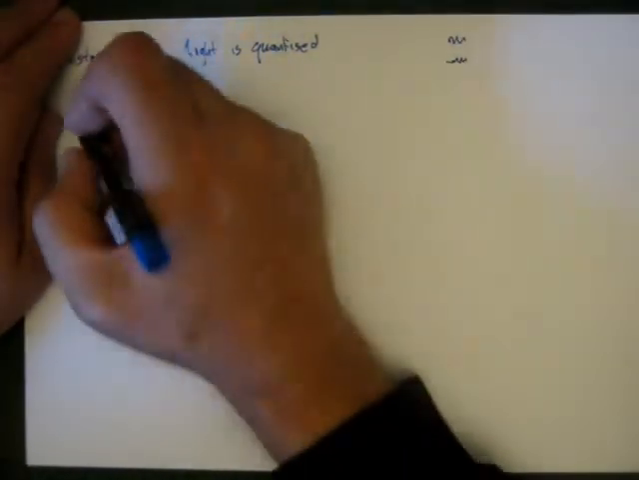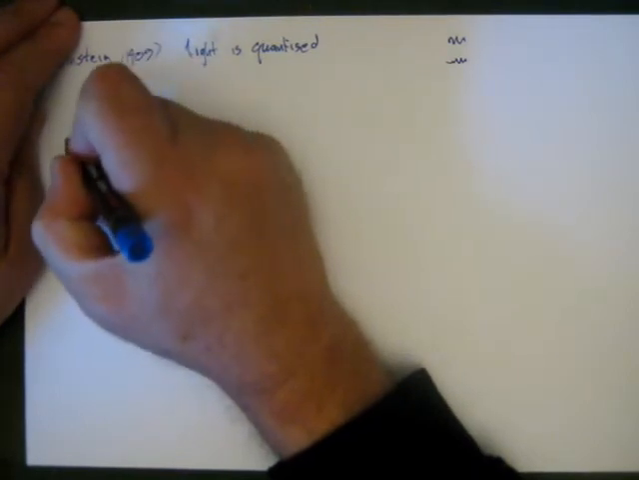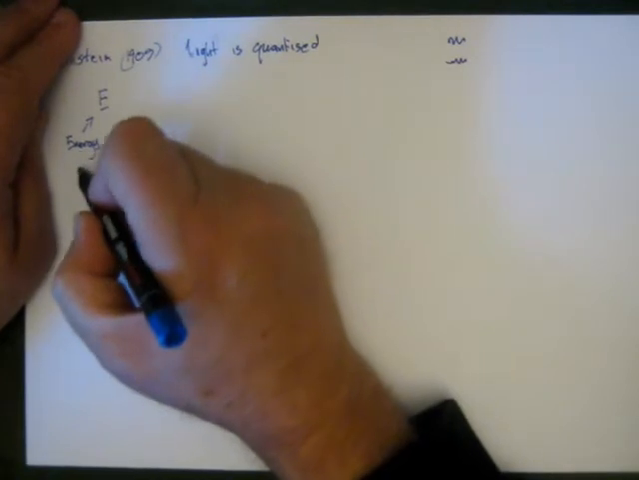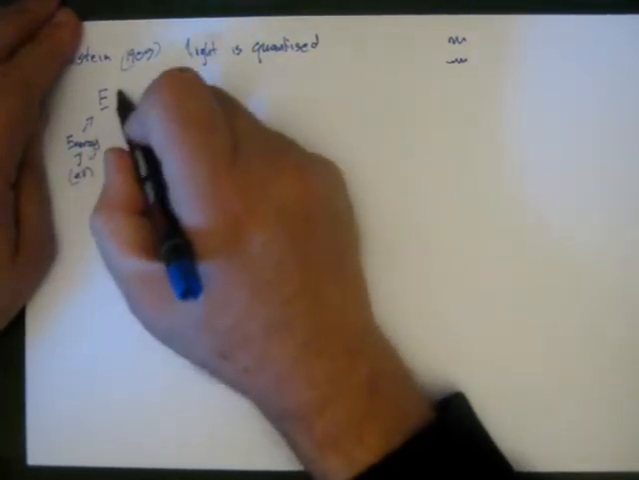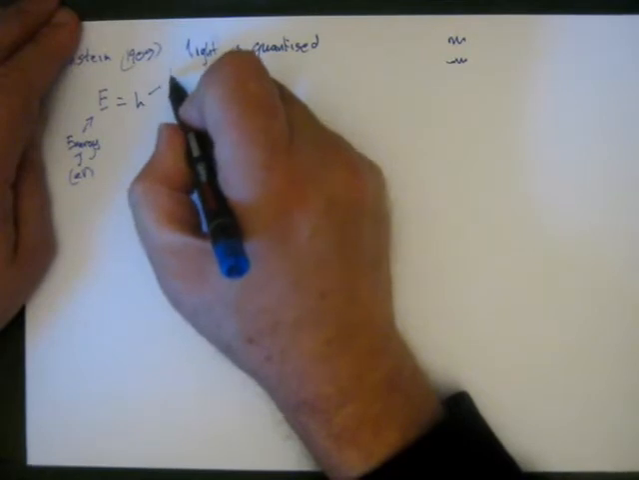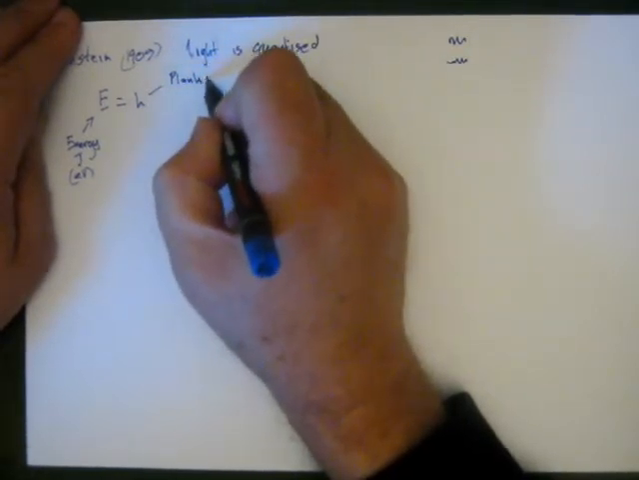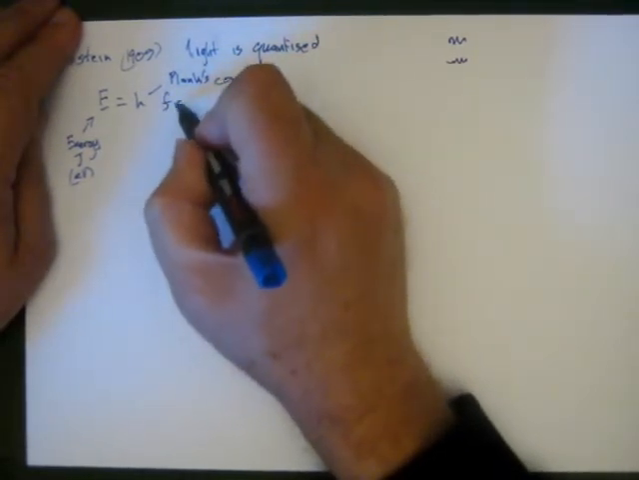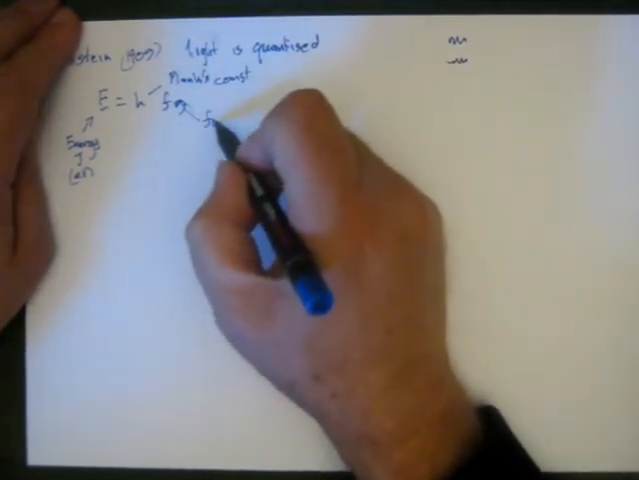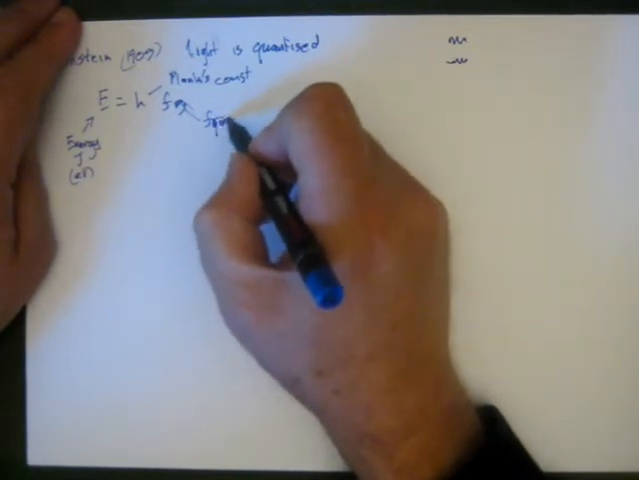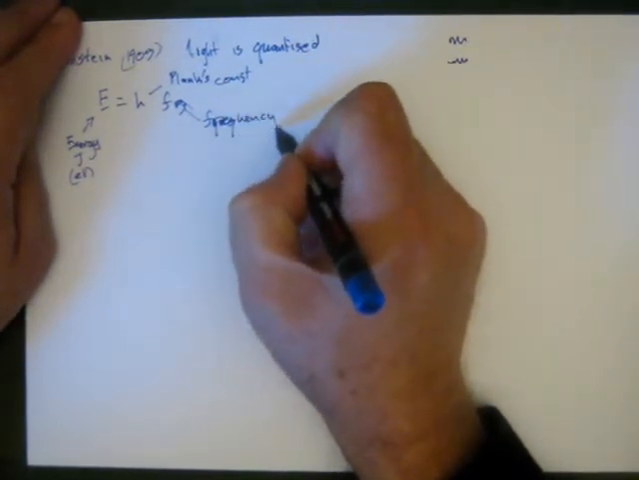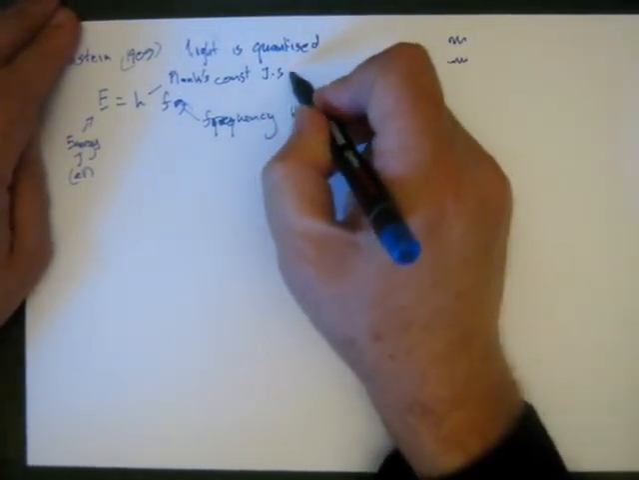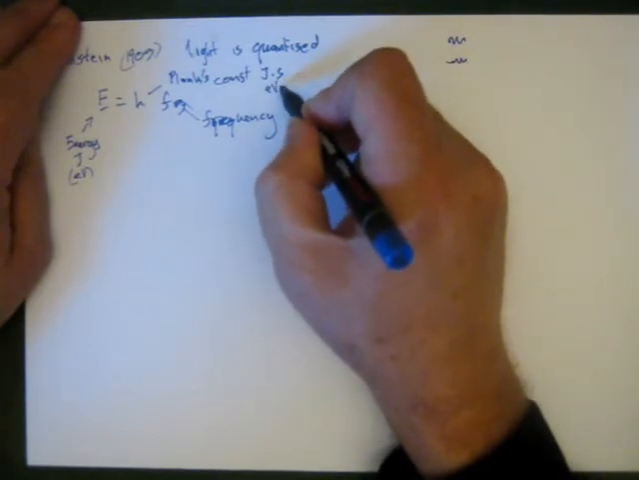And he worked out that E, the energy, and this is one of the classic equations, in joules or electron volts, your choice, is equal to Planck's constant times the frequency. The frequency is in hertz or per second, so this is going to be joules per second or electron volts per second. I've mentioned this before.